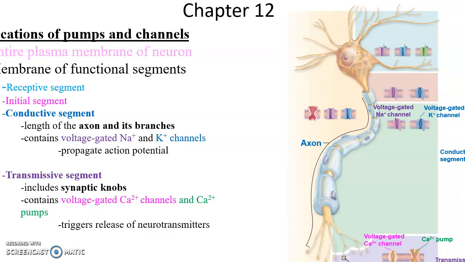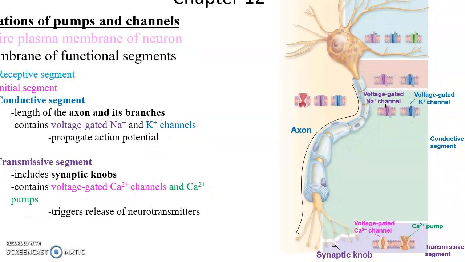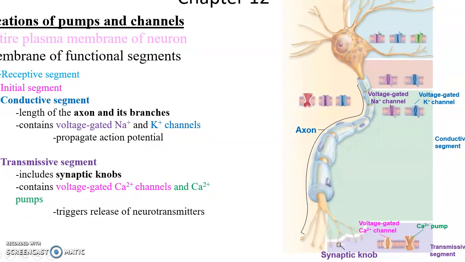And then finally, we have the transmissive segment. The transmissive segment is the synaptic knobs that are helping to form the synapses. So the synaptic knobs of the presynaptic neurons possess voltage-gated calcium ion channels that, of course, open when the action potential reaches the synaptic knobs. And they also possess calcium ion pumps.